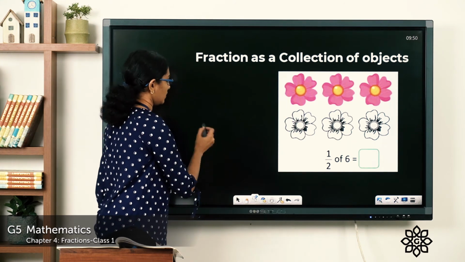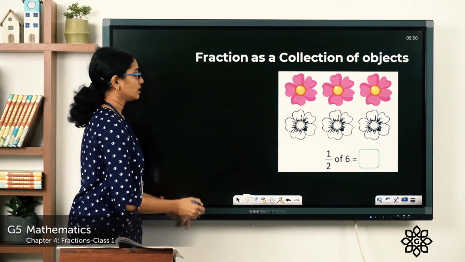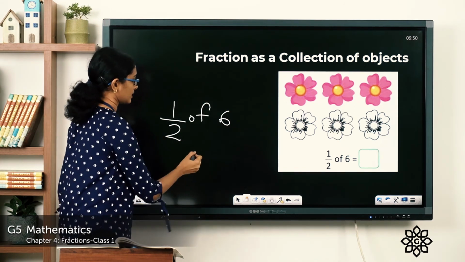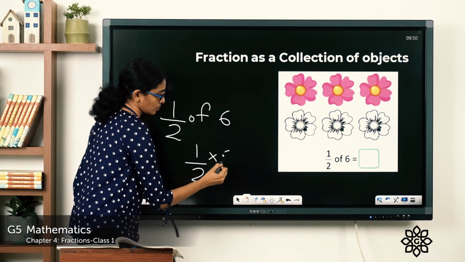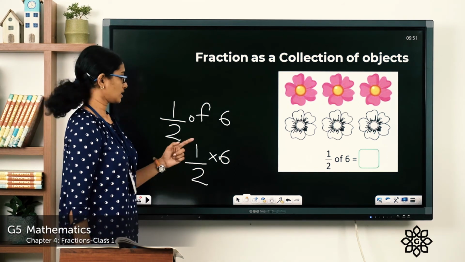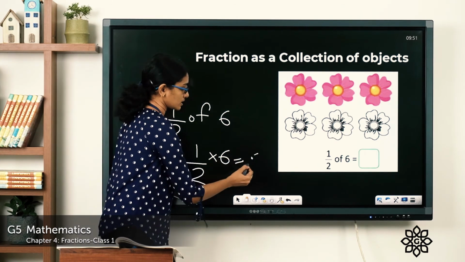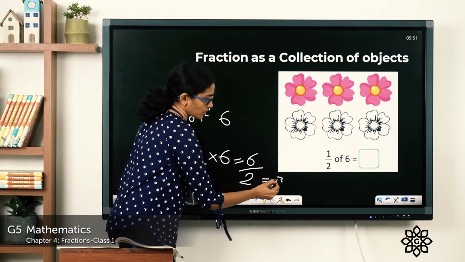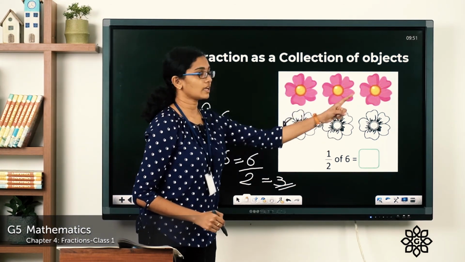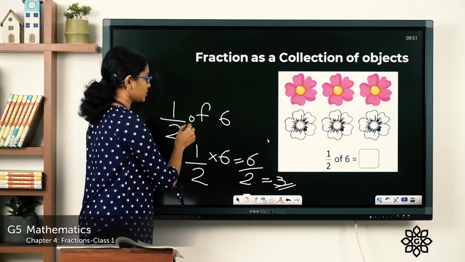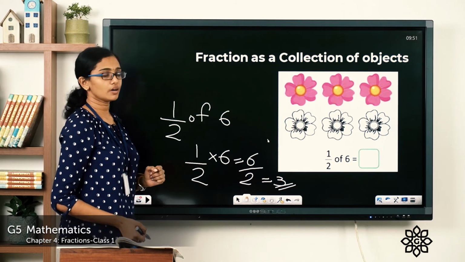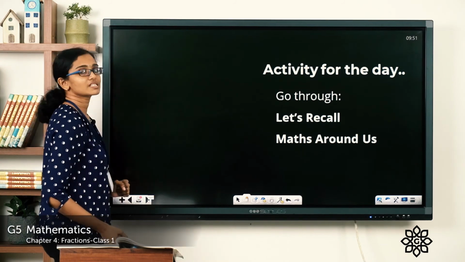When you are asked to find out, for example, 1 by 2 of 6, what do you do? You just multiply the fraction with the total number of objects in the collection. So we do 1 by 2 into 6, which is equal to 1 into 6 is 6 divided by 2, which is equal to 3. So what is the fraction of the colored flowers here? It is 3. See, 3 flowers are colored here. So when it is given 1 by 2 or 1 by 3 of something, you just multiply the fraction and the total number of objects in the collection. Hope this is clear to you.